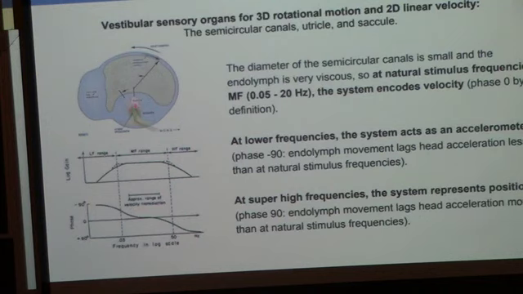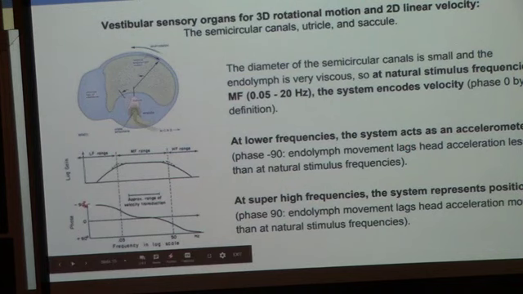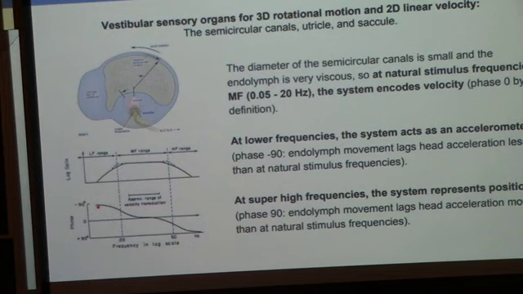So essentially, when you're moving, the frequency at which you're moving determines the kind of signal you encode from your vestibular system. If you're moving at natural stimulus frequencies, which is 0.05 to 20 hertz, the system will encode velocity, and that's called phase 0 by definition. If you were to move at much lower frequencies, the system acts as an accelerometer, so you're encoding acceleration. That's phase minus 90. So relating these two diagrams, low frequency range, phase minus 90, you're encoding acceleration.